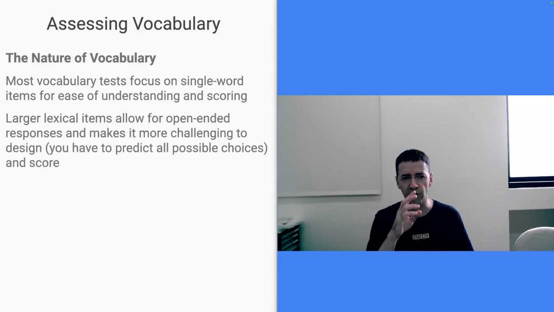However, most vocabulary tests, especially in language classrooms, will be discrete type and they'll focus on single word items. This is easier to design, they're easier to understand for students, more creativity, more open-ended answers. You don't always get what you want, like students can put in words you weren't thinking about. And of course, they're easier to score.